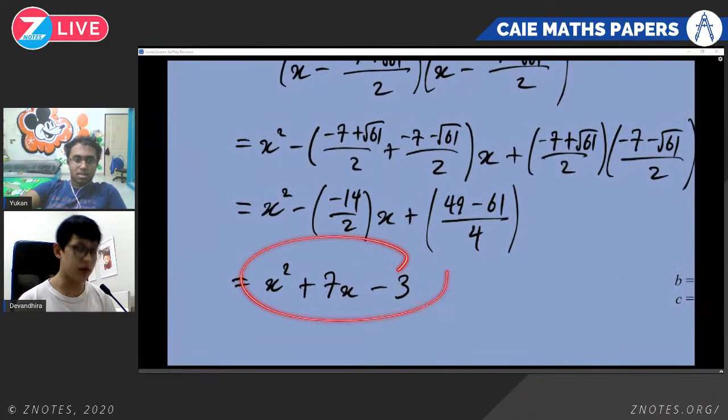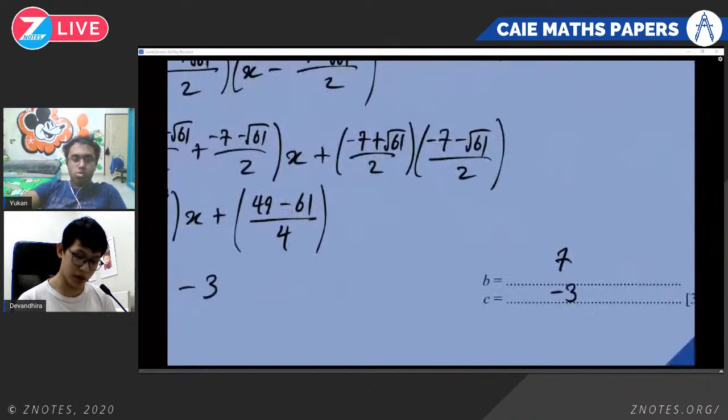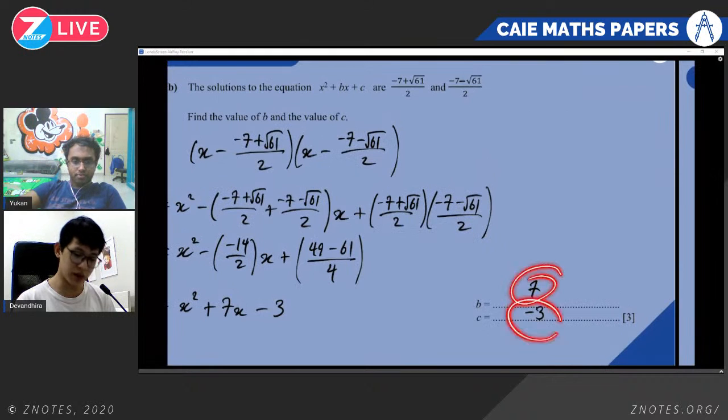This should be your answer: x squared plus 7x minus 3. So we just write down what b and c are: 7 and minus 3. Anything to add here?